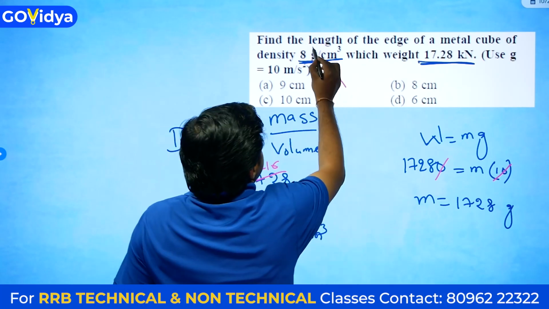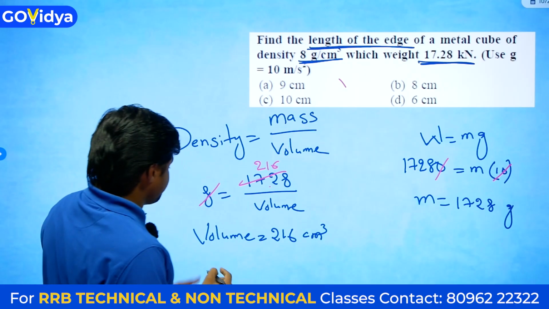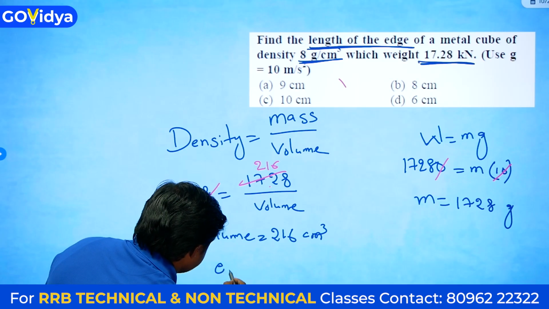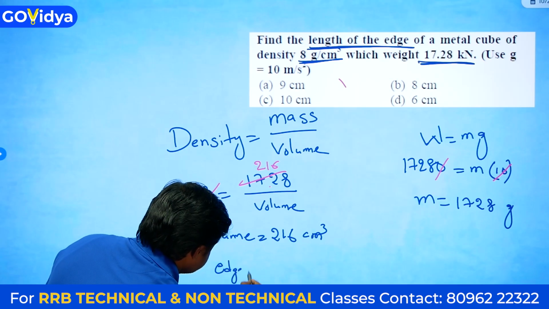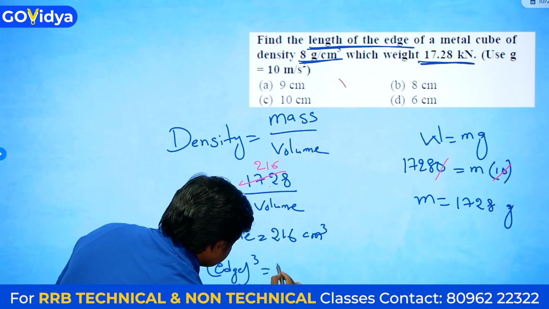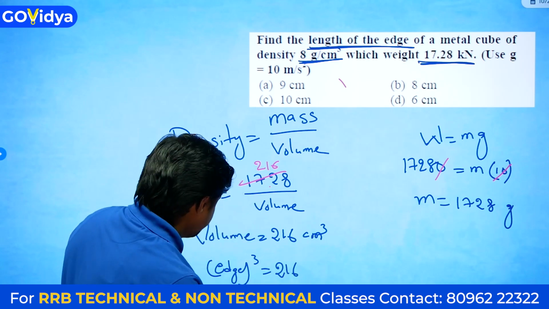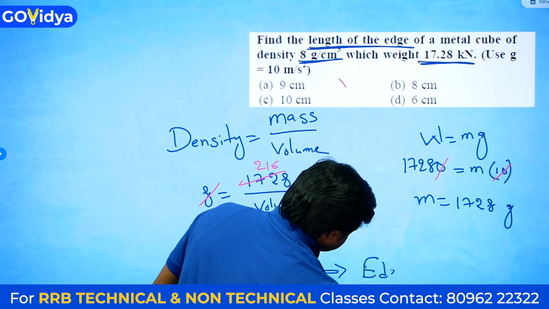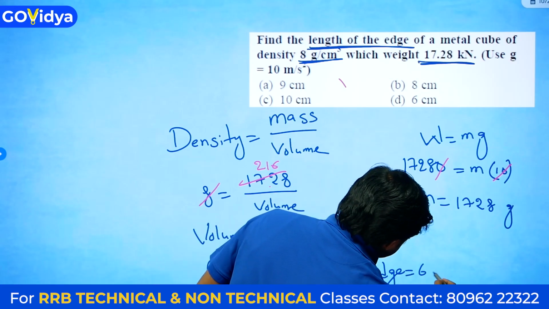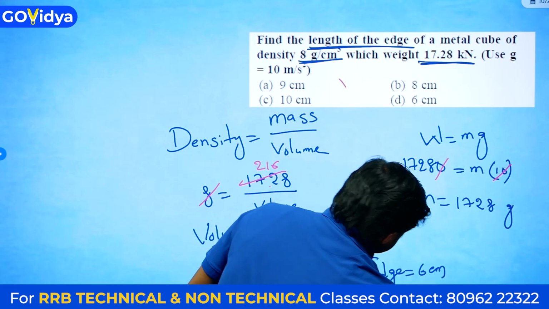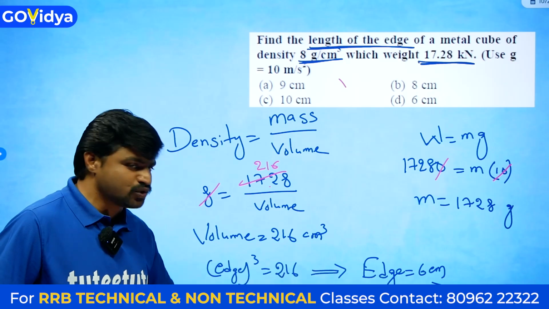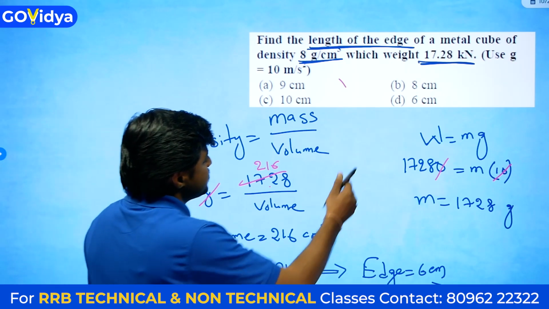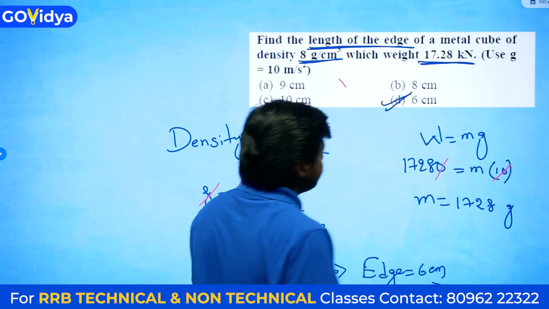Next they are asking the length of the edge. Volume means edge cube or side cube. Edge to the power cube is equal to 216, okay. From here we will get edge is equal to 6 centimeters, okay. Edge is equal to 6, 6 cube is equal to 216, okay. From the options, option D is the correct answer, okay.